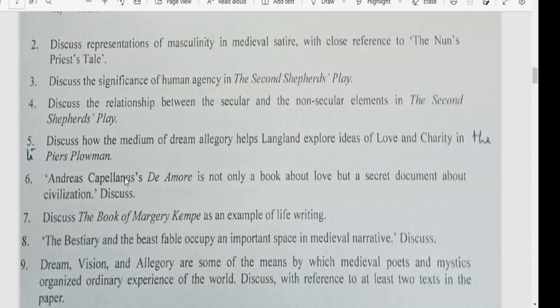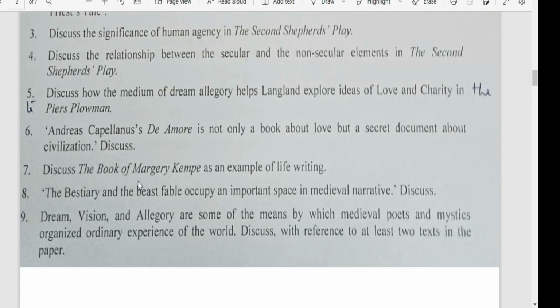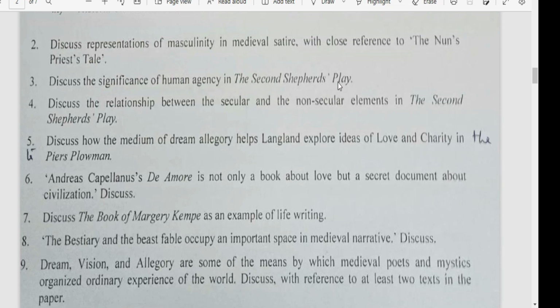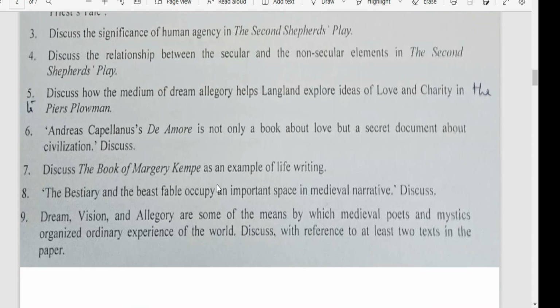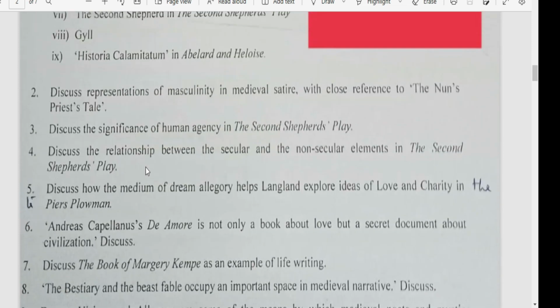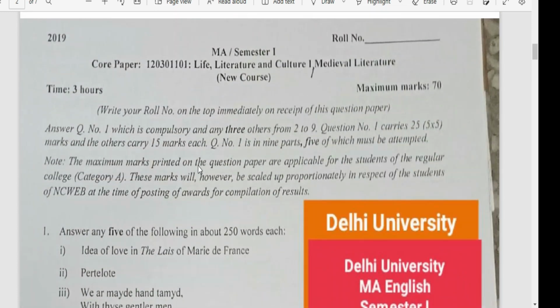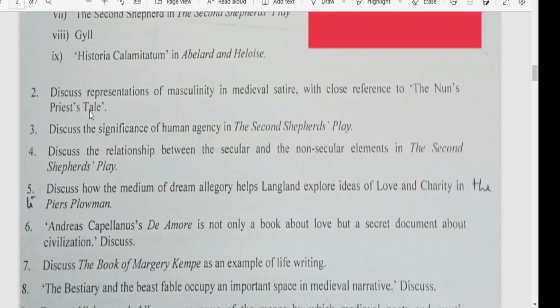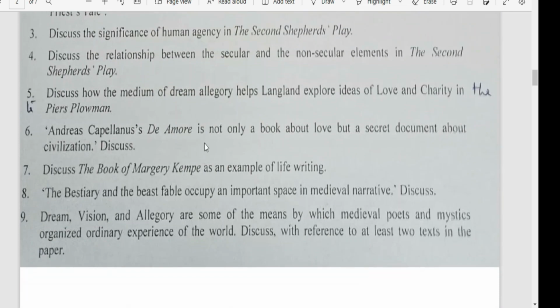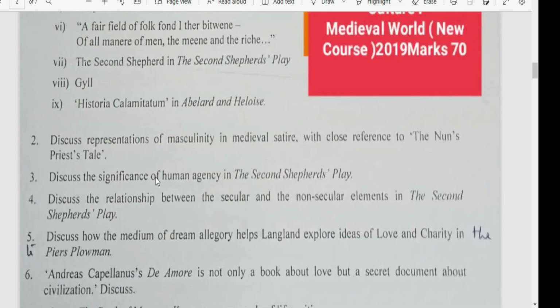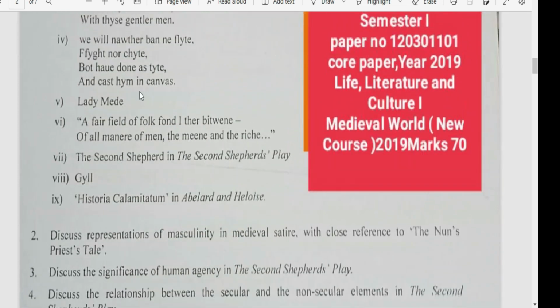So if you see this question paper, there is a magic I am trying to tell you. See, these 2 to 9 questions: one question is of Andreas Capellanus, one question is of Margery Kempe, one question is of the Second Shepherds' Play, one question is of Piers Plowman, and then one question of the Nun's Priest's Tale. So if you see every text which is there in your syllabus of this paper, medieval literature, you will find that every single text is having one major question.